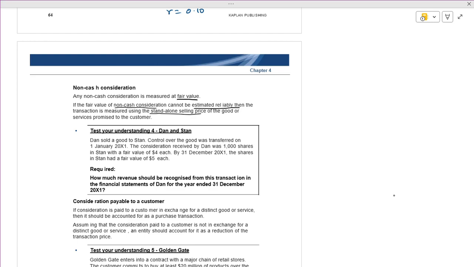Dan sold a good to a customer. Control over the goods was transferred on 1st January 2001. In the examination, since you have done the computer based examination, I will tell you again, wherever it is there, just highlight the things. It will be easy for you. The consideration received is 1000 shares. The fair value is 4. How much is the fair value? Now, how much do you have to recognize as revenue?